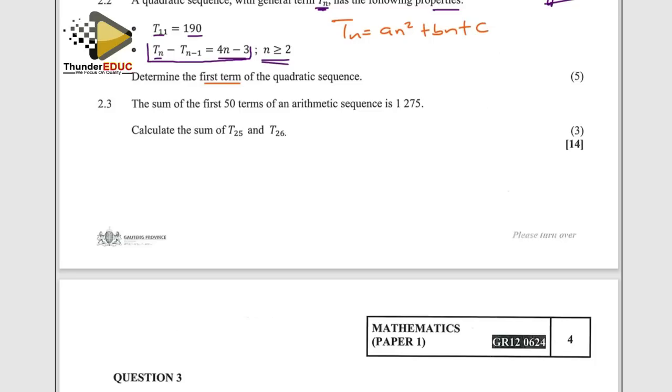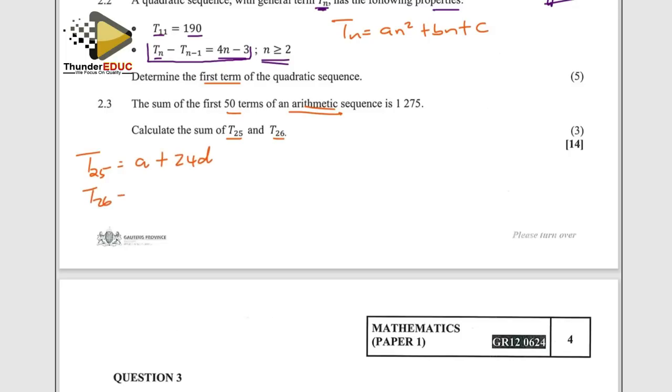Okay, then they're telling us that the sum of the first 50 terms of an arithmetic sequence is 1275. They want us to calculate the sum of T25 and T26. So the sum of term 25 and term 26. So we know that term 25 is going to be given as a plus 24d.